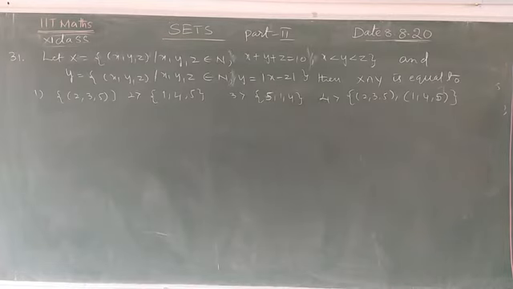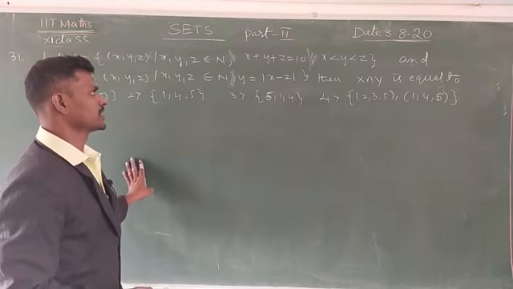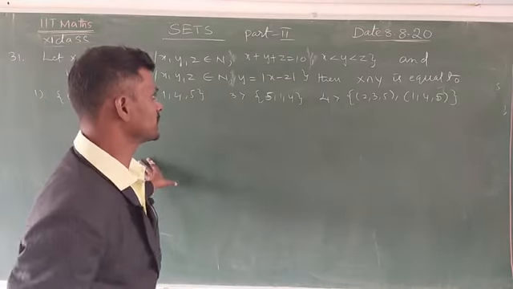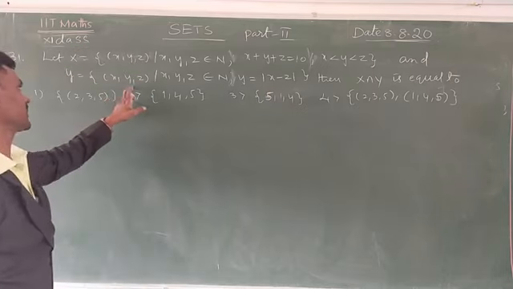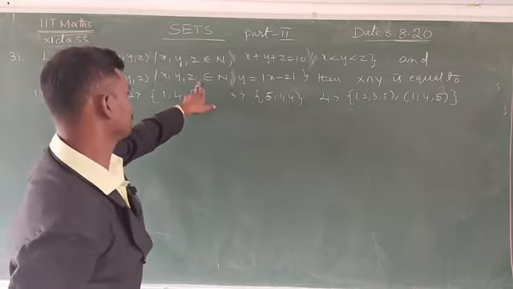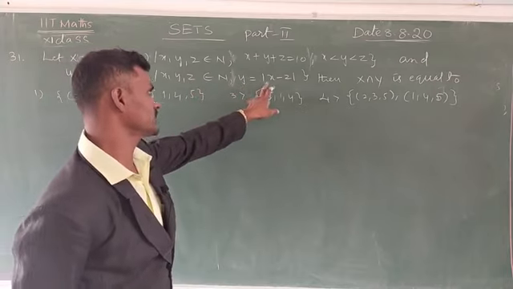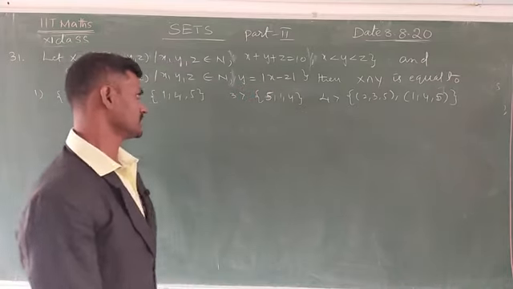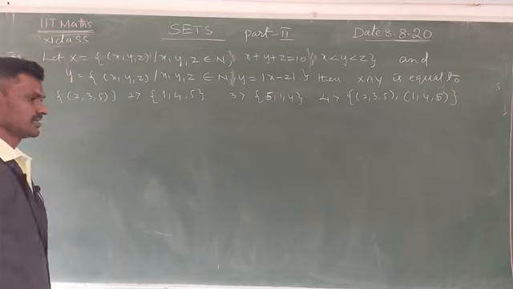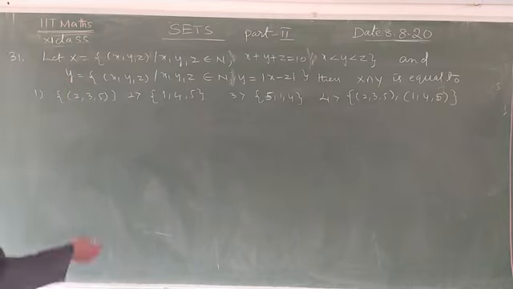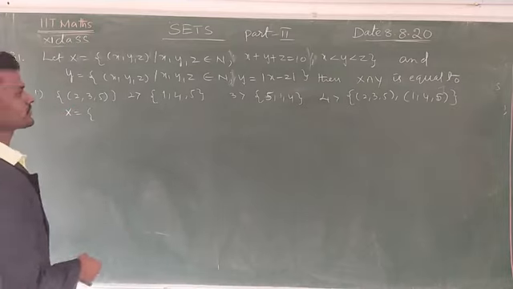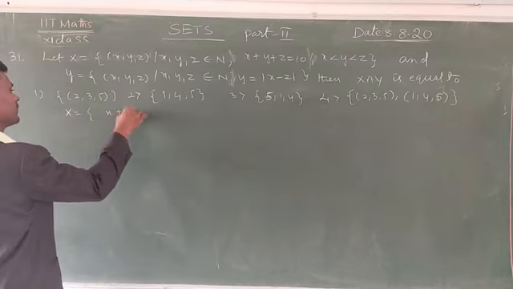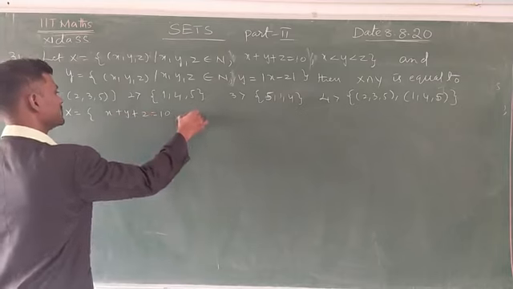Next problem 31. Let X be the set of (x, y, z) such that x, y, z belong to natural numbers and x plus y plus z is equal to 10, with x less than y less than z, and let Y be the set of (x, y, z) such that x, y, z belong to natural numbers and y is equal to modulus of x minus z. Then X intersection Y is equal to? See here, first one is X, the set where x plus y plus z is equal to 10, and condition x is less than y less than z.